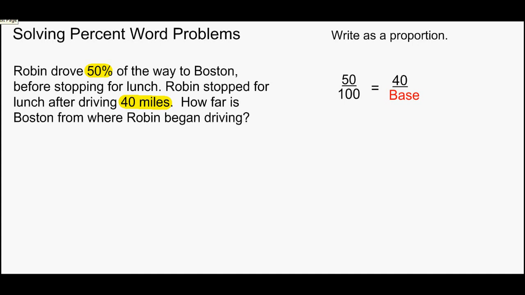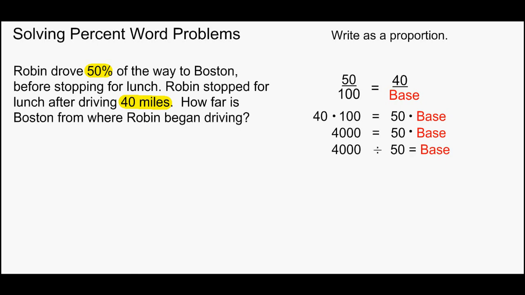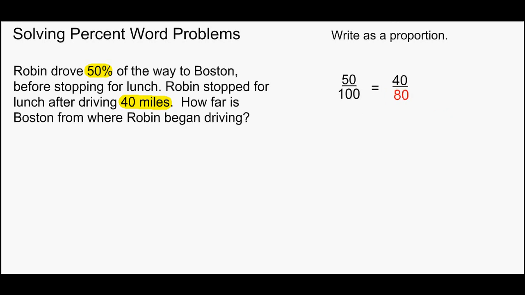Let's use cross multiplication. 40 times 100 on the left, 50 times the base on the right. 40 times 100 is 4,000, which equals 50 times the base. 4,000 divided by 50 equals the base. The base equals 80. The total distance from Boston to where Robin began driving is 80 miles.